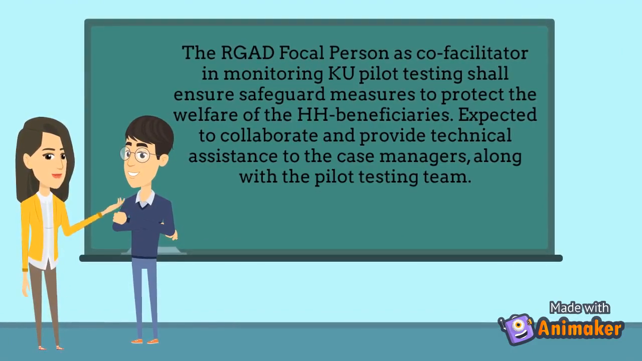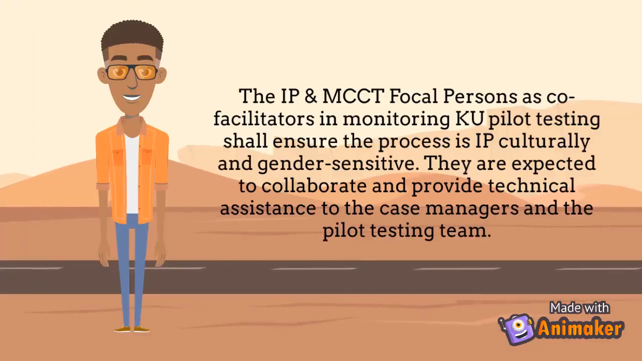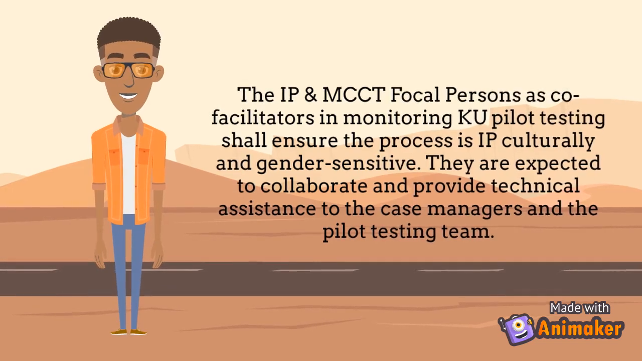The RGAD focal person as co-facilitator in monitoring KU pilot testing shall ensure safeguard measures to protect the welfare of the household beneficiaries, expected to collaborate and provide technical assistance to the case managers along with the pilot testing team. The IP and MCCT focal persons as co-facilitators in monitoring KU pilot testing shall ensure that the process is IP culturally and gender sensitive. They are expected to collaborate and provide technical assistance to the case managers and the pilot testing team.